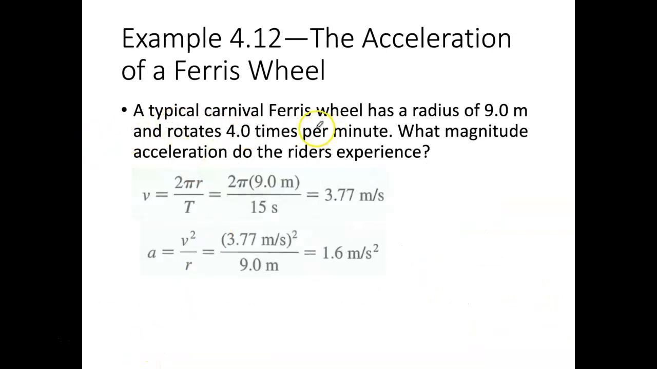If I have a Carnival Ferris wheel, it has a radius of 9 meters and it rotates 4 times per minute, they want to know what is the magnitude of the acceleration that the riders experience. So here we know that velocity is equal to 3.77 meters per second. Once I find that linear velocity, I can square it, divide by the radius, and they see that they're feeling about a 1.6 meter per second squared acceleration.